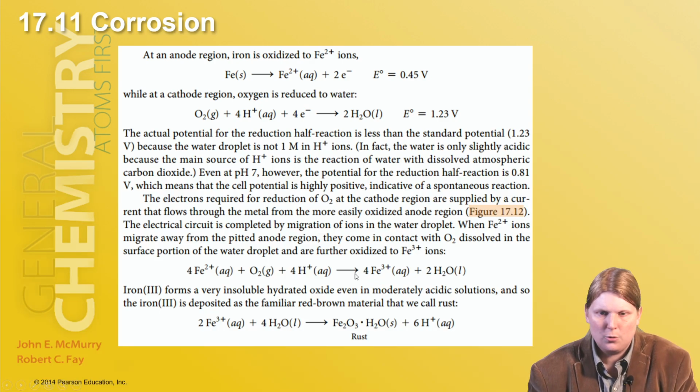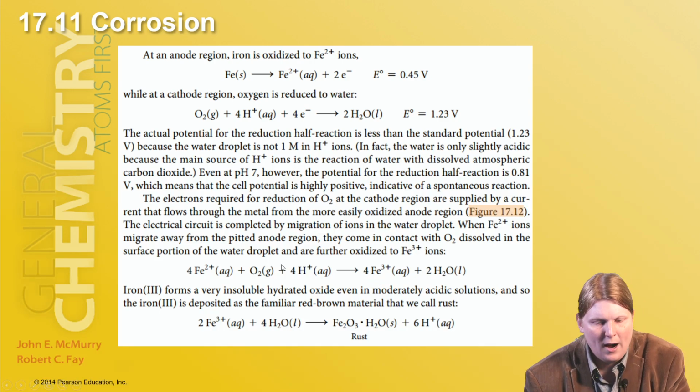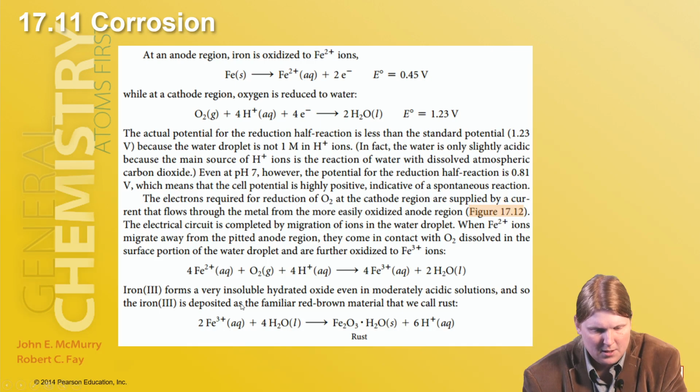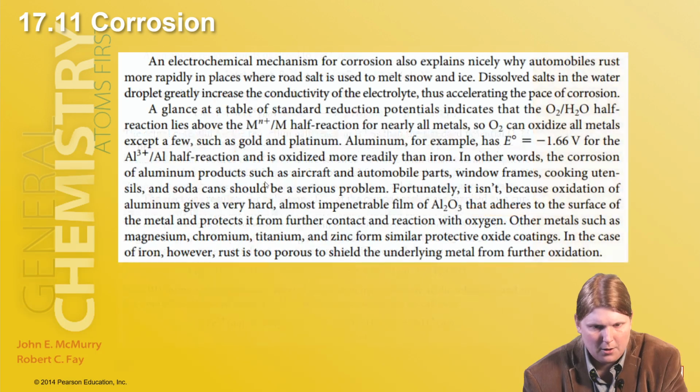They can happen right next to each other too, because there's no wire necessarily for things to conduct through. They say even at pH 7, the potential for the reduction is 8.81, but under acidic conditions, it's even worse. So the potential is highly positive, indicative of a spontaneous reaction. And the red-brown material that we call iron rust.